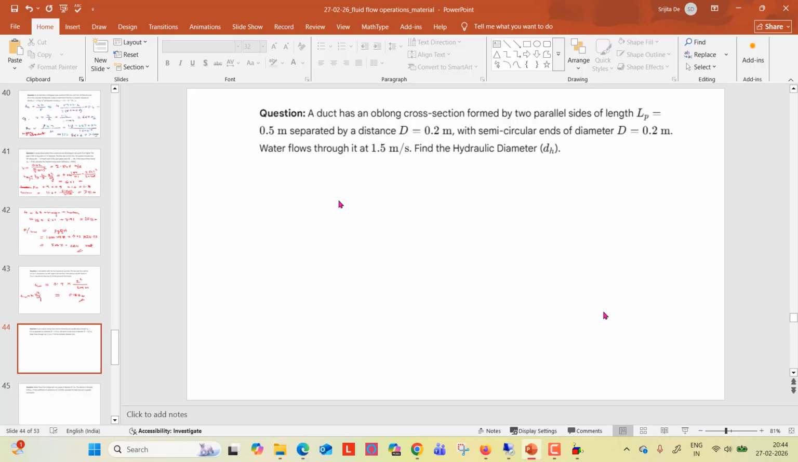A duct has an oblong cross section formed by two parallel sides of length L separated by a distance D, with semicircular ends of diameter D. Water flows through it at this rate. Find the hydraulic diameter.